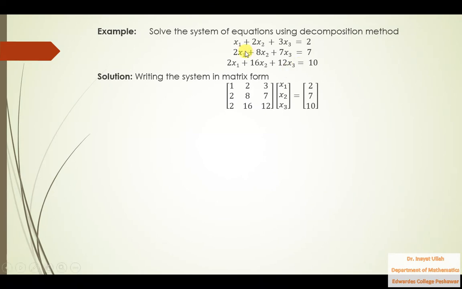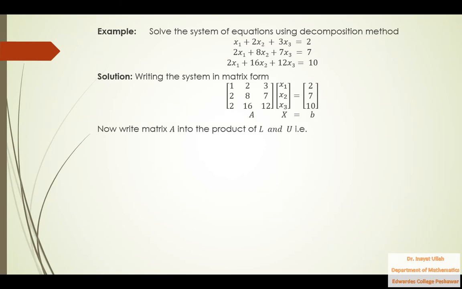This form is [1 2 2; 2 8 16; 3 7 12] along with the column vector x1, x2, x3 equal to [2 7 10]. So that is the matrix form of this system. Secondly, we need to decompose A into the product of L and U.